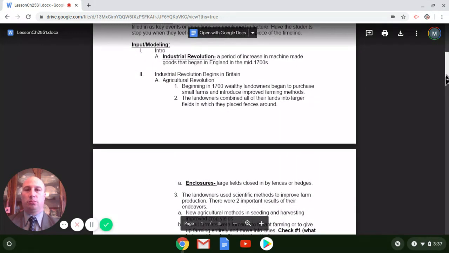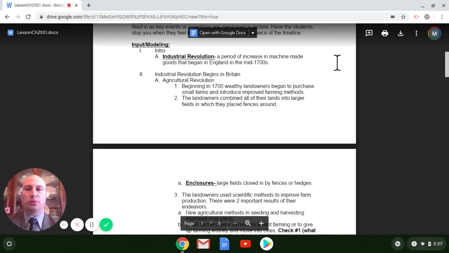Roman numeral 1 says the introduction. Capital letter A is the Industrial Revolution. It was a period of increase in machine-made goods that began in England in the mid-1700s. So this is the time when machines began to replace human hands for the production of goods.